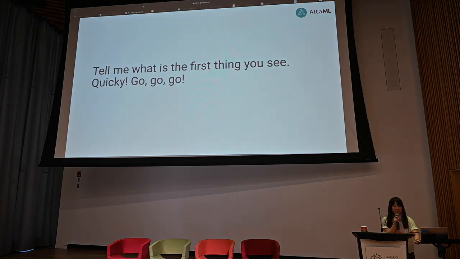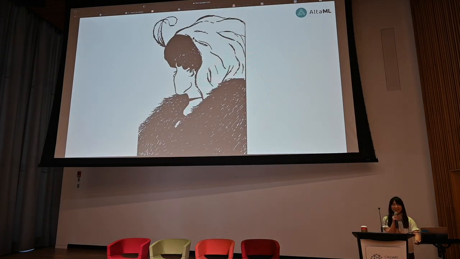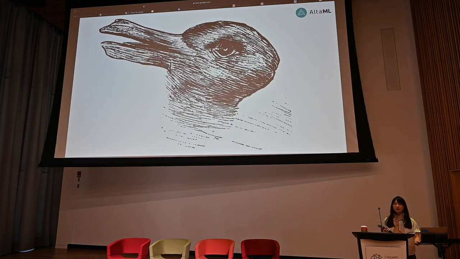Tell me what's the first thing you see, okay? You can just yell. What's this? Older woman. A lady? Any other answer? Young woman. Young lady with a feather in her hair. Okay, good answer. How about this? Rabbit. Rabbit, only one answer? Duck? Two answers. Rabbit. Okay.